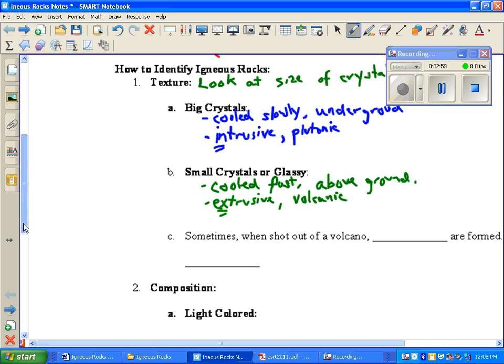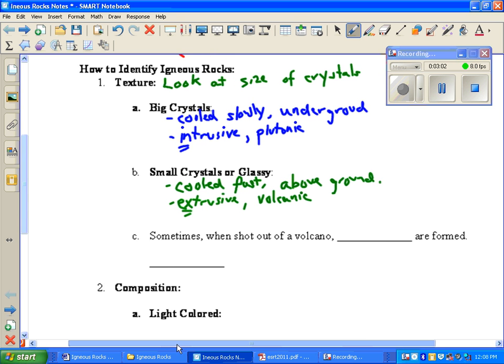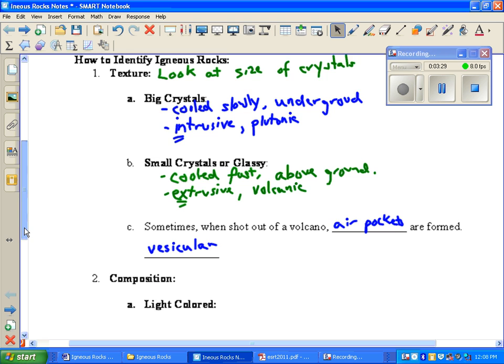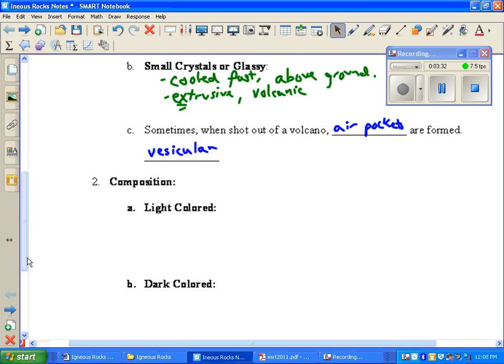Now, sometimes when they get shot out of a volcano, this isn't true of all volcanic rocks, but they can form air pockets. And the name for that, we say it's vesicular. Okay, so that is the texture. We look for big crystals or small crystals, and whether or not it has air pockets. The other thing we look for is the composition. Composition is what it is made out of.